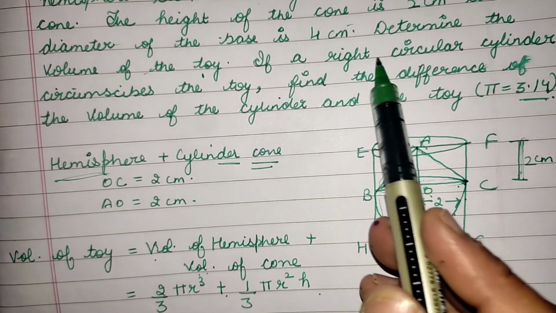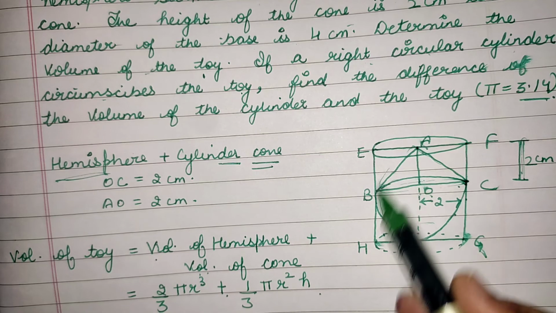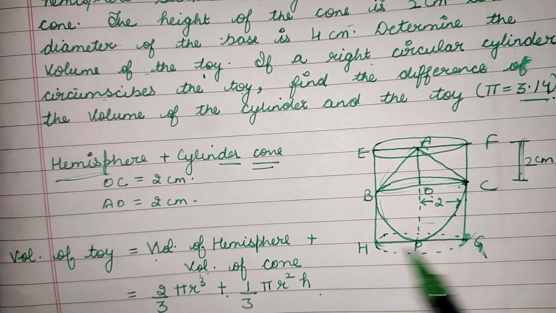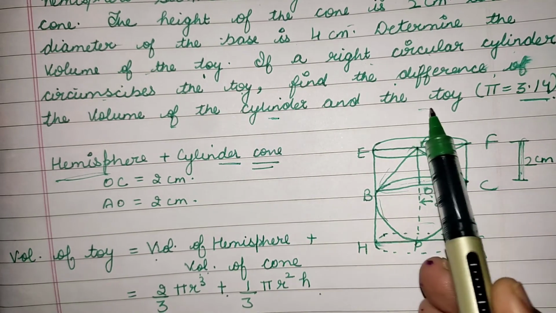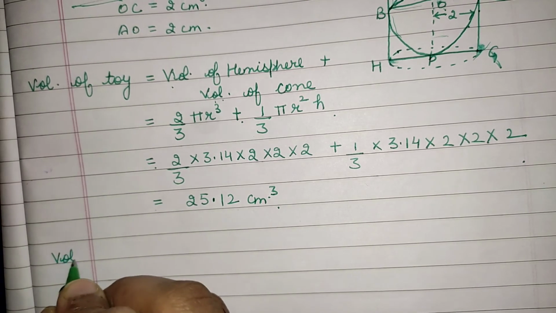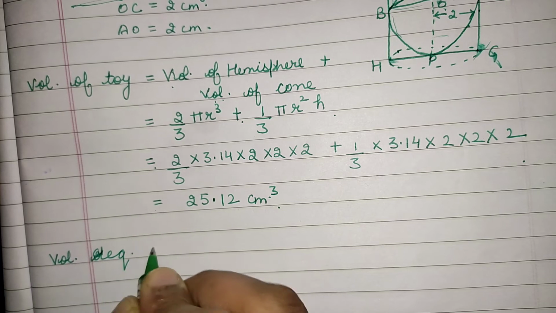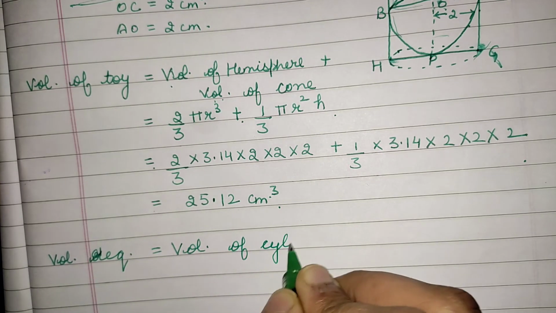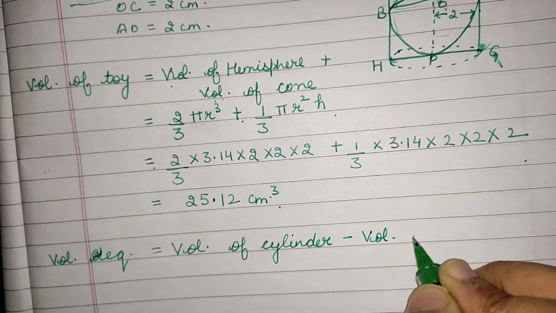Next part says: if a right circular cylinder circumscribes the toy. Now with this toy, one new figure is there, which is our right circular cylinder. Find the difference of the volume of the cylinder and the toy. It is very simple, everything is given to us. Volume required is equal to volume of cylinder minus volume of the toy.